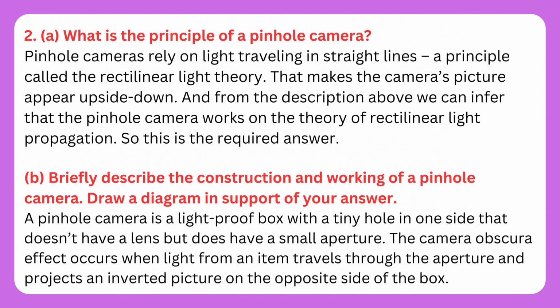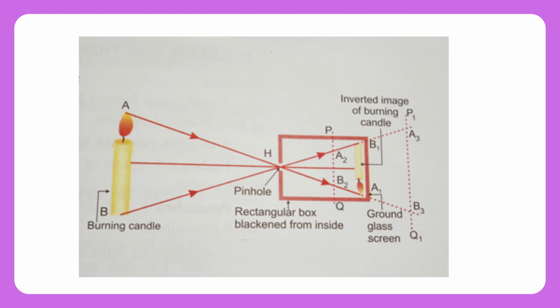B. Briefly describe the construction and working of a pinhole camera. Draw a diagram in support of your answer. A pinhole camera is a light-proof box with a tiny hole in one side that doesn't have a lens but does have a small aperture. The camera obscura effect occurs when light from an item travels through the aperture and projects an inverted picture on the opposite side of the box. Diagram of a pinhole camera.